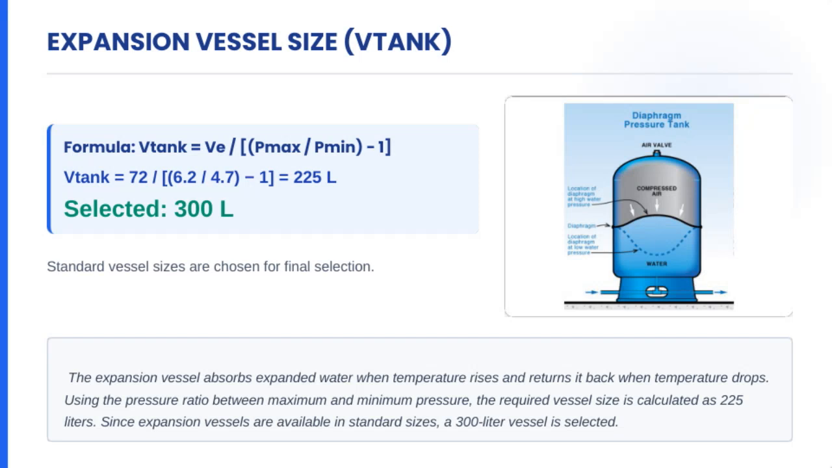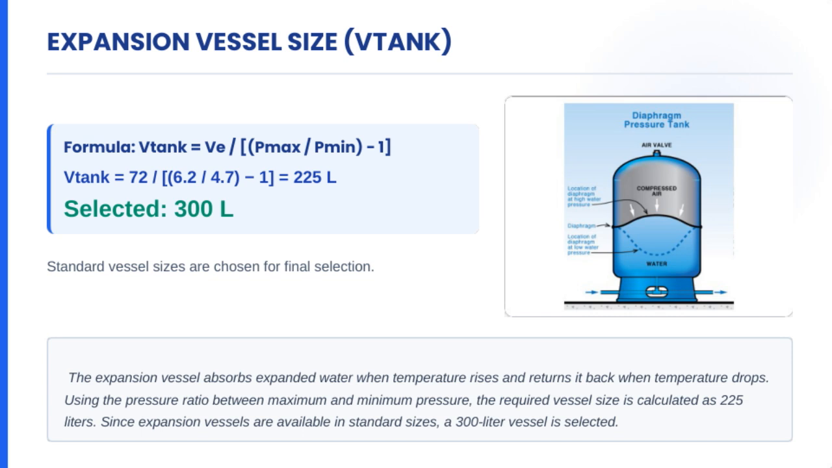Let's take a closer look at the expansion vessel size, or VTANK, that we've selected for this system. We've chosen a 300-liter vessel, but let's understand how we arrived at that number. First, the calculation for the required vessel volume, VTank, is based on the ratio of maximum to minimum pressure in the system. The formula is VTank equals V divided by the pressure ratio minus 1.